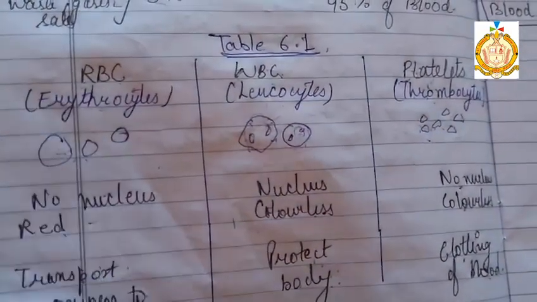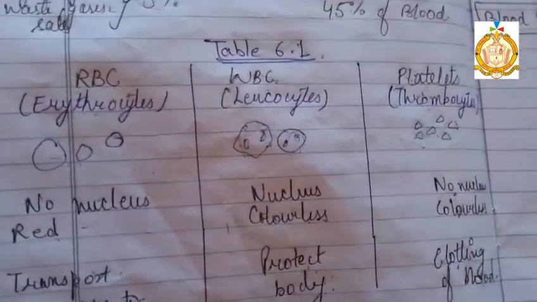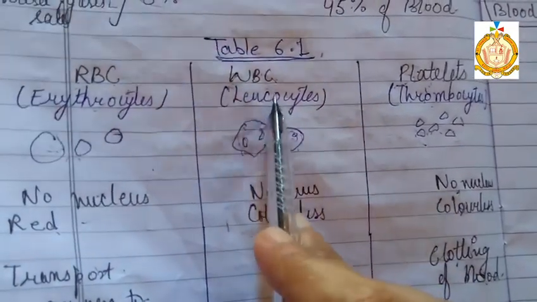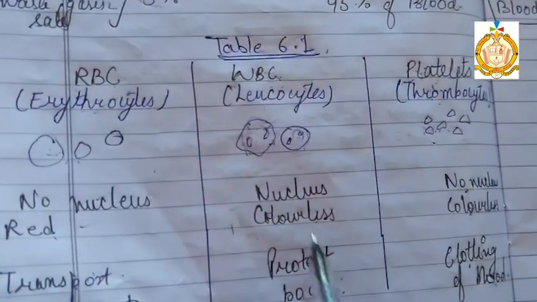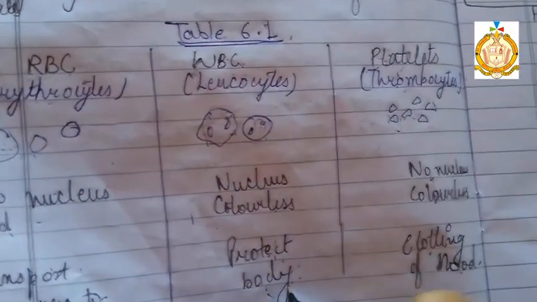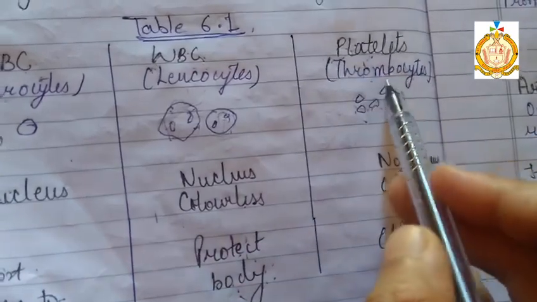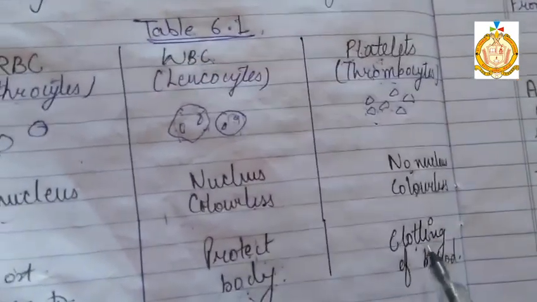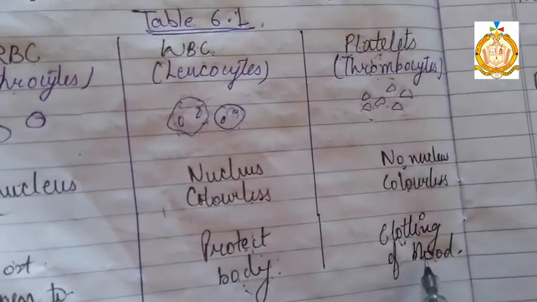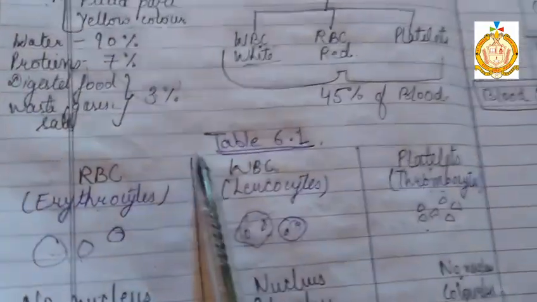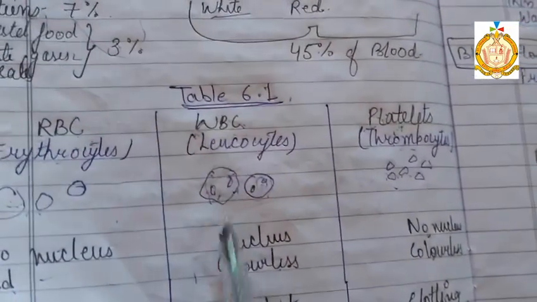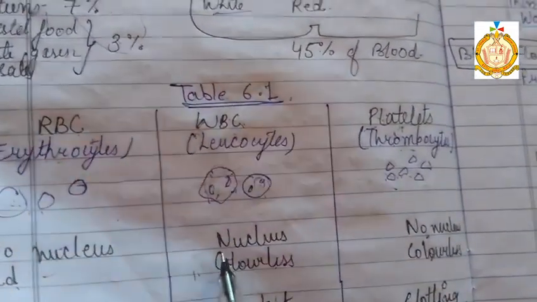RBCs transport oxygen to all parts of the body. WBCs, white blood cells, are also the policemen of our body. They protect our body against disease or infections. And what do platelets do? Platelets do the clotting of blood. So this is about the blood. In the next video, we study about the blood vessels and other things. Thank you.